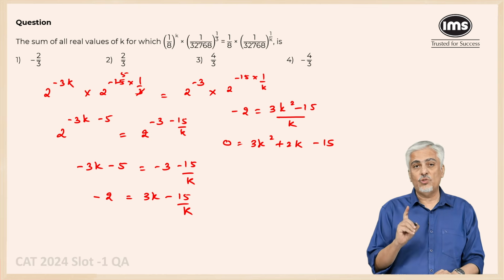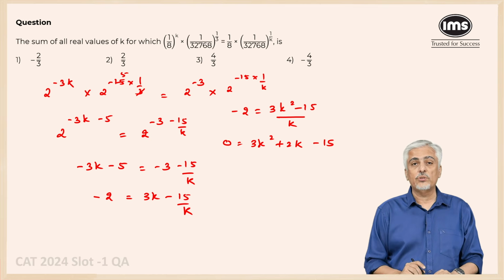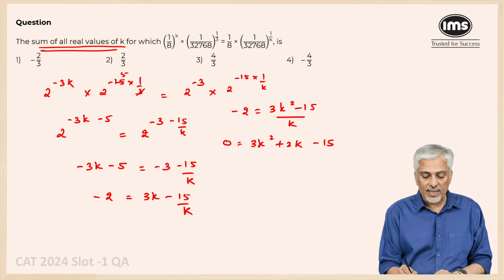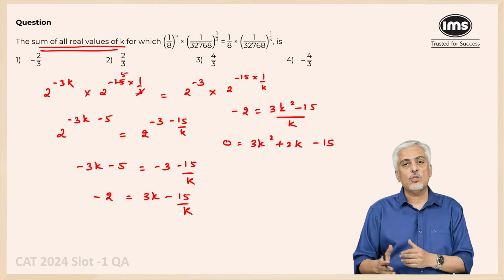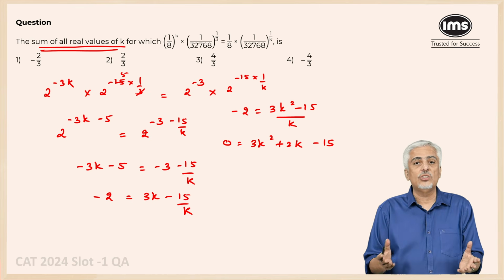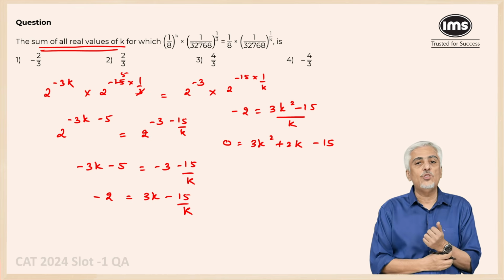What have they asked for? Read the question very carefully. That was very important, in fact, in this question. After this, instead of wasting your time solving further, they've asked for sum of all real values of k. Now, we know k will have two values because it's a quadratic equation. I just need to check whether it's real or not. Anyway, there was no 0. So, I'm assuming the values were real.